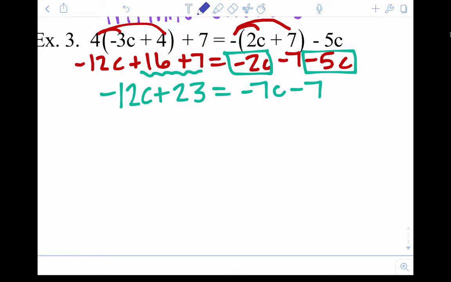So at this point, you might notice that the variables have different coefficients. And so they're probably not going to cancel out. Let's go ahead and just keep working through this and see what happens.